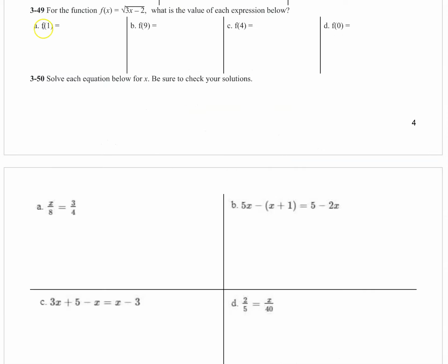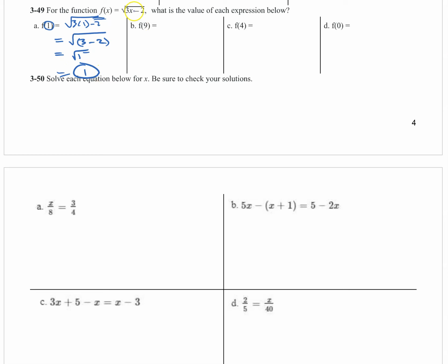Alright, let's do a couple of these ones. Remember, this is the input, so let's input this into the expression. You replace x with whatever the number is. So 3 times 1 and then subtract 2. This is going to be 3 minus 2. That's the square root of 1. Make sure you subtract these numbers first, then take the square root. Square root of 1 is 1.